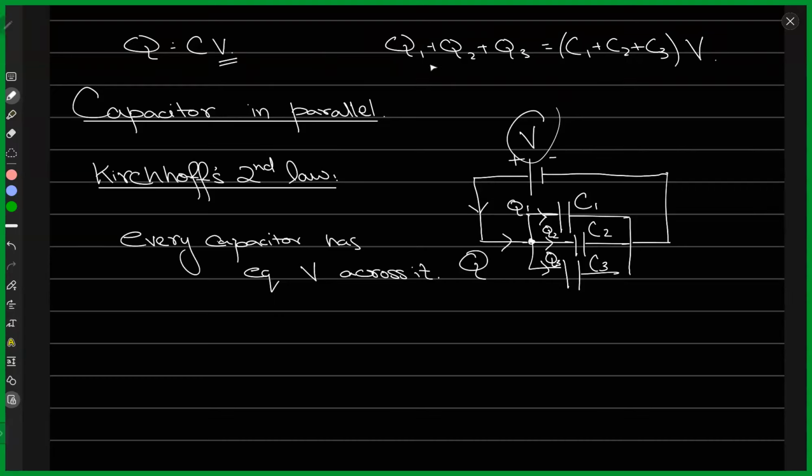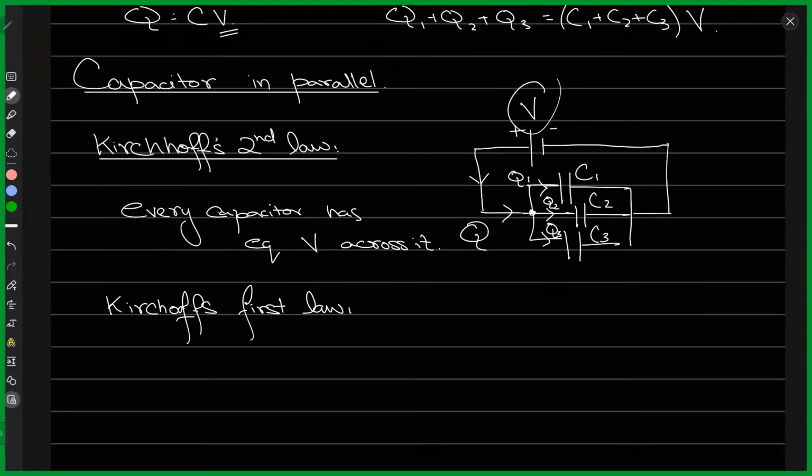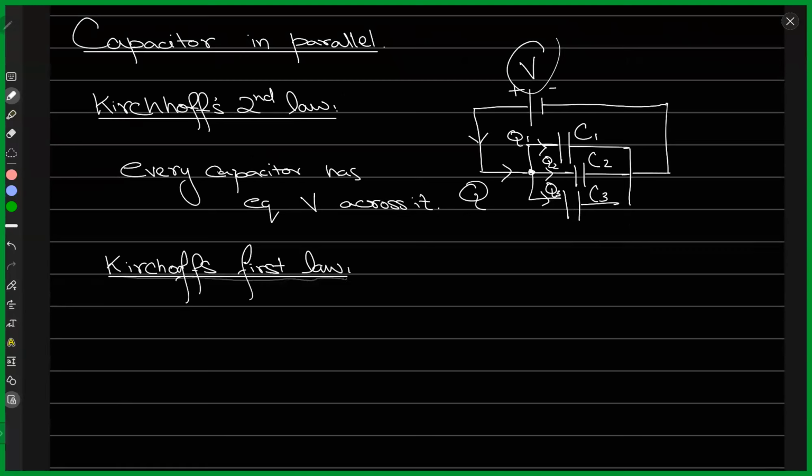Now, to work out charges, we'll use Kirchhoff's first law, right? It's also called Kirchhoff's current law. And Kirchhoff's first law will help us to write down what's happening with the charges. So we know if I take a point, current flowing into this point is exactly equal to the current flowing out of this point, right? That's what Kirchhoff's first law, or Kirchhoff's current law, describes, right?